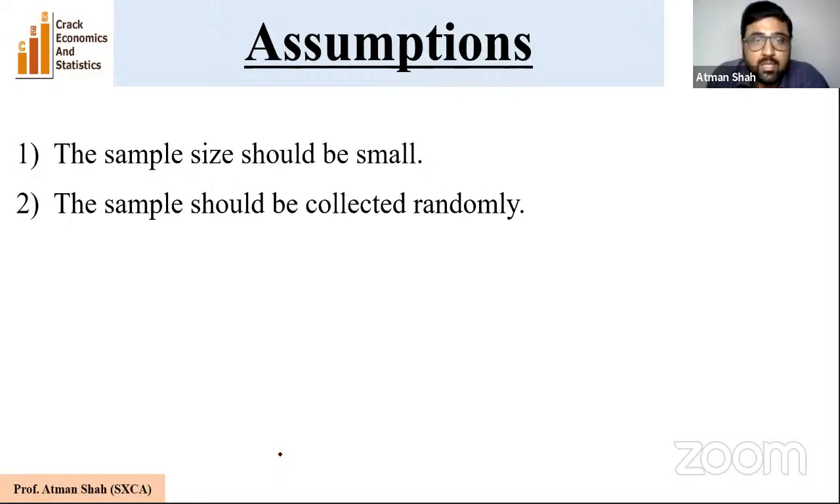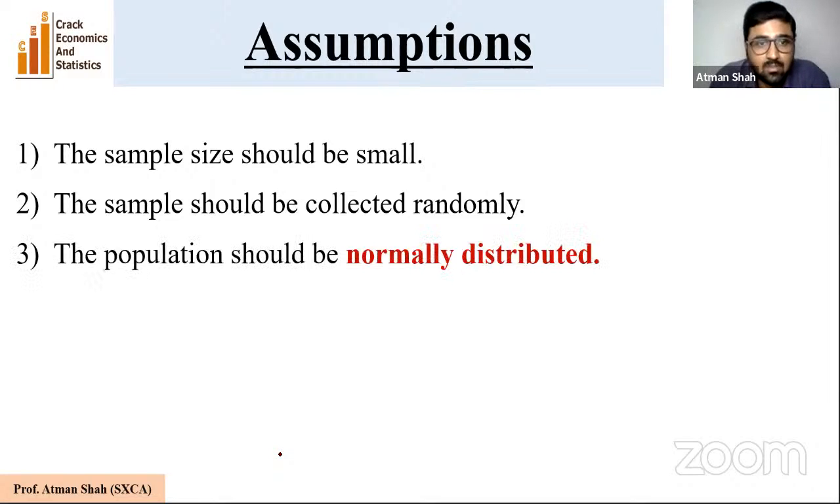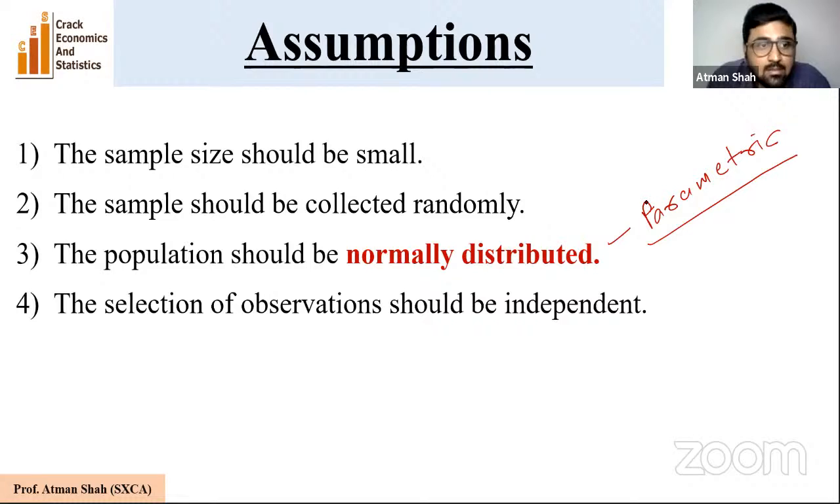Second, the sample should be collected randomly. So random sampling is required to perform the t-tests. Third, the population should be normally distributed, which means that all t-tests are parametric, because normality assumption is required to perform t-tests.